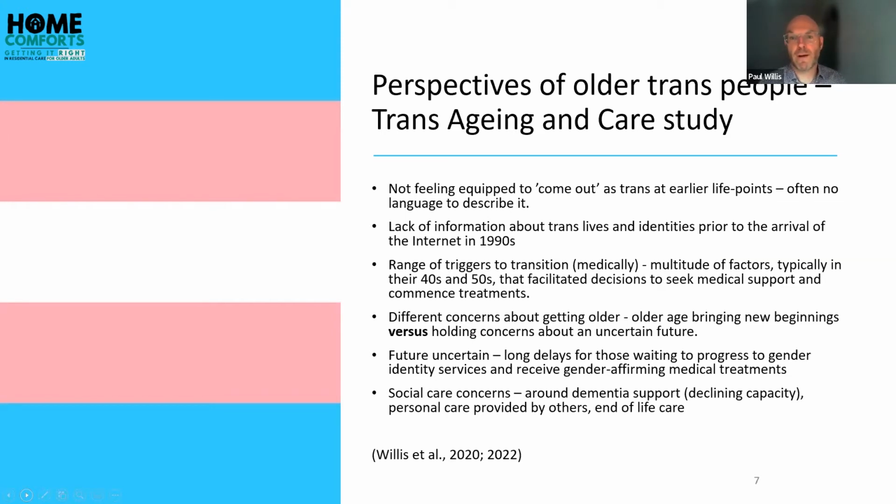First of all, the majority of the people that we spoke to had come out as trans and began medically transitioning at midlife and in later life. That's often because they didn't feel equipped to come out as trans at earlier life points, as they often didn't have the language to describe their identity and their gender. And connected to this, there was a strong lack of information about trans people's lives and identities prior to when we had the internet in the early 1990s.